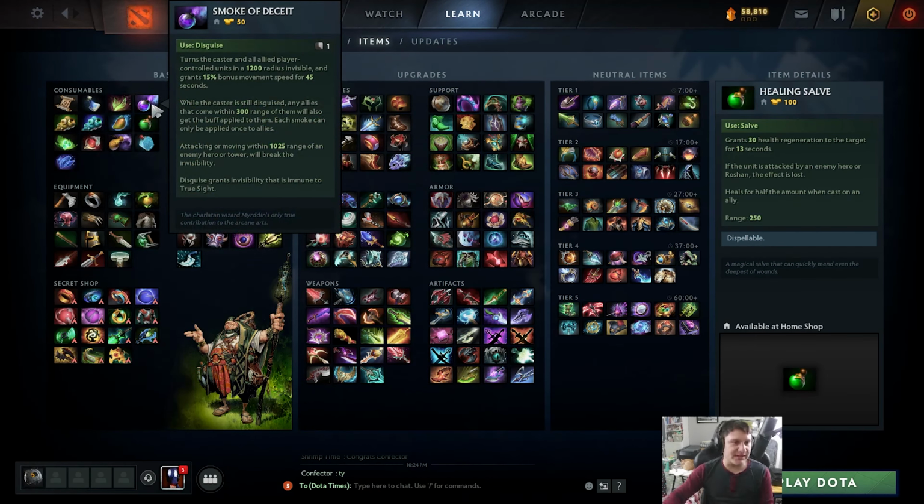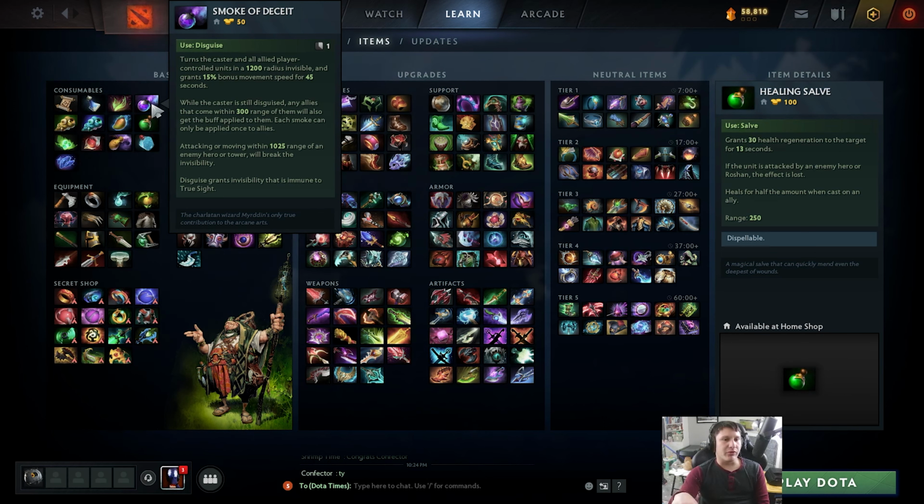Now, Smoke of Deceit is going to be something that we haven't talked about that is very specific to vision. Okay, so I'll read it real quick, and then we can kind of go over it a little bit more in depth. So it turns the caster and all allied players and controlled units at a 1200 radius invisible and grants 50% bonus movement speed for 45 seconds. While the caster is still disguised, any allies that come within 300 range of them will also get the buff applied to them.